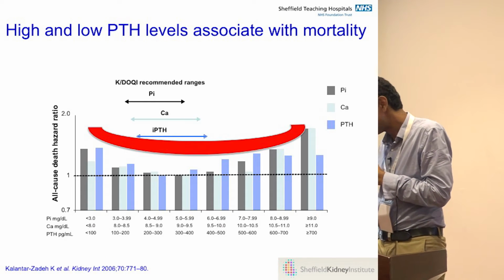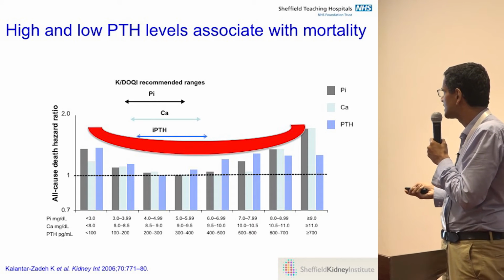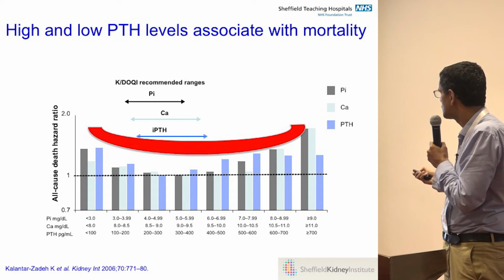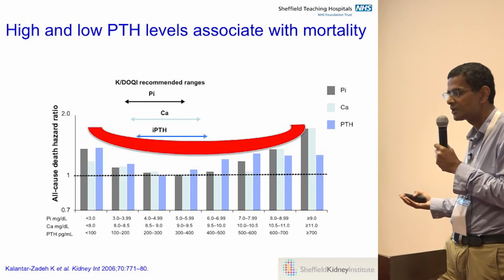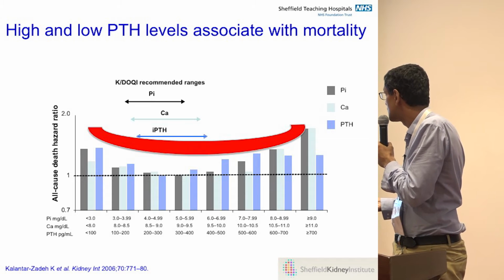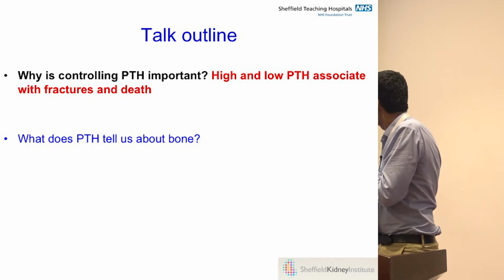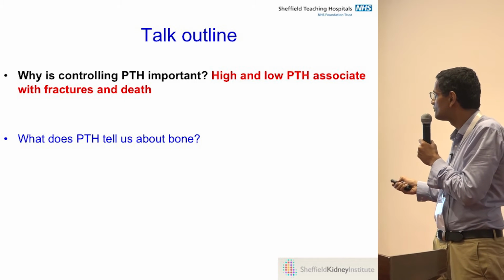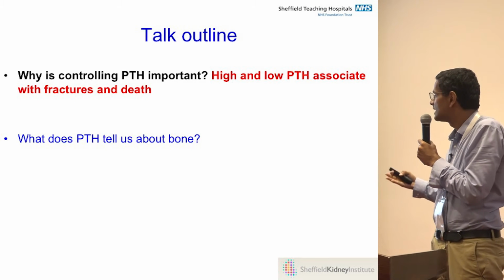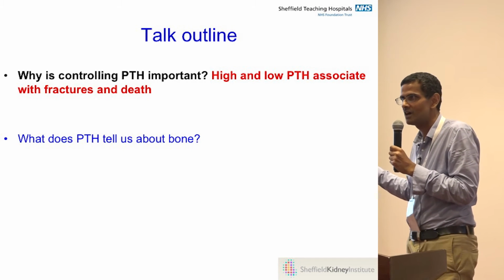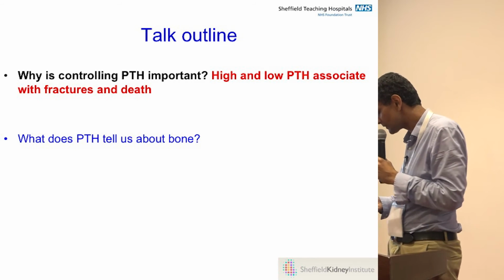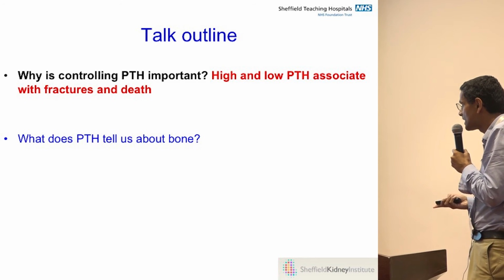Okay. And it's very difficult to know how to interpret this kind of data, which is very associative data, but if you look at patients with very low levels of PTH or very high levels of PTH, there is an increased risk in mortality. What that actually means in terms of patient management is very difficult to know. So I hope what I've showed you very briefly is the reason why controlling PTH is important is because high and low PTH increases your risk of fractures and death. And as you saw with the patient that I presented, very high PTH levels do eventually cause fractures. So secondly, what does the PTH tell us about bone?